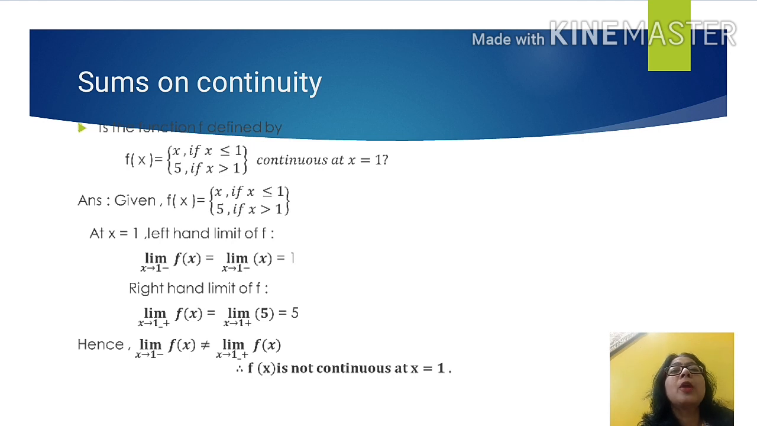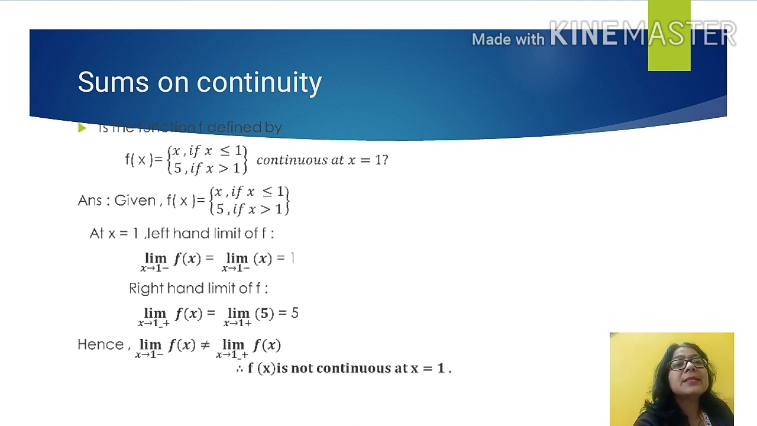So the first problem is: the function defined by f(x) is equal to x where x is less than or equal to 1, and 5 where x is greater than 1. Is it continuous at x equal to 1? That we have to find out. Continuity means, as I have just told you in the definitions, that three conditions should follow. That means the left hand limit, right hand limit, and functional value. Those three things we have to check, whether they are equal or not.